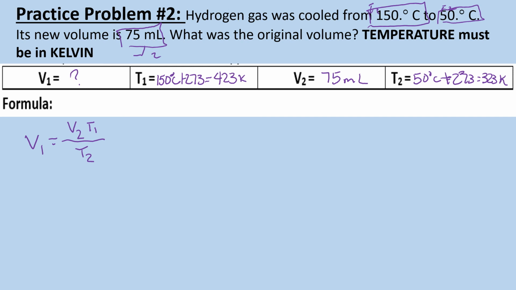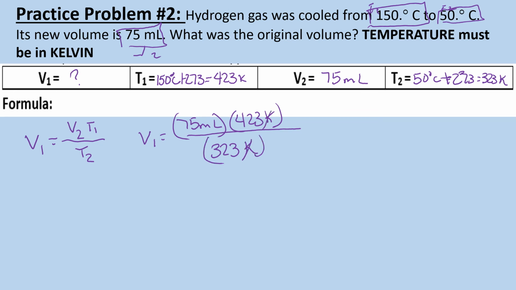So we plug in our numbers. V1 is equal to 75 mils times 423 Kelvin divided by 323 Kelvin. Our K's cancel out. And so our ending number, when we plug this into a calculator, V1 is equal to 98.2 milliliters.